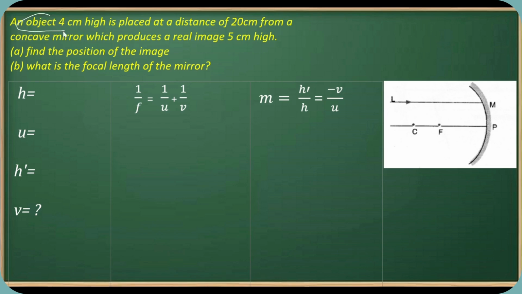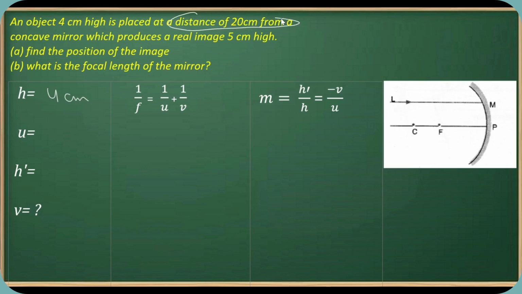So we are given the object height, and how much is the height of the object? It is given as 4 cm. We generally use h for indicating the height of the object. Symbolically it is represented with the letter h. So we can say h is 4 cm.